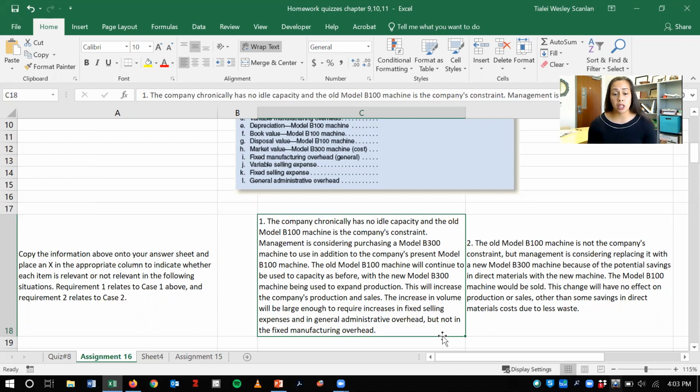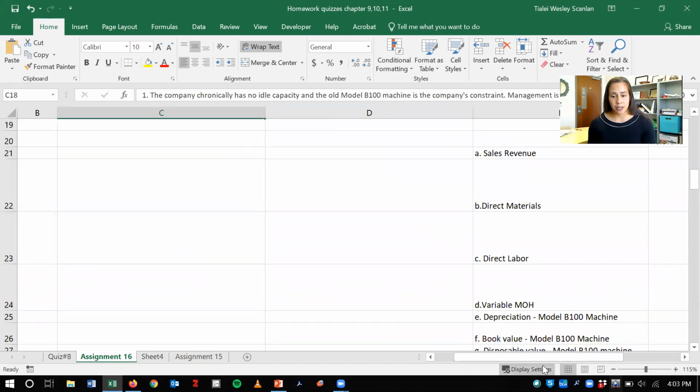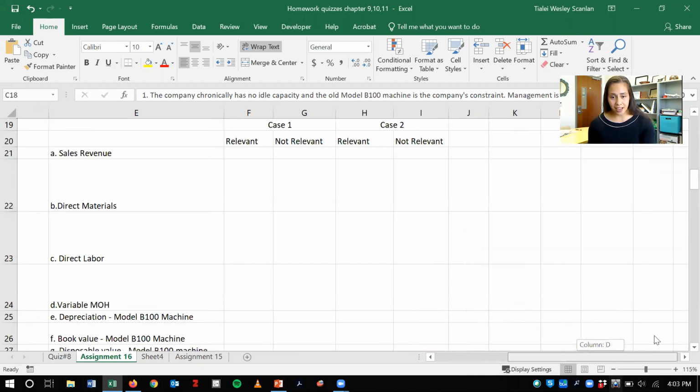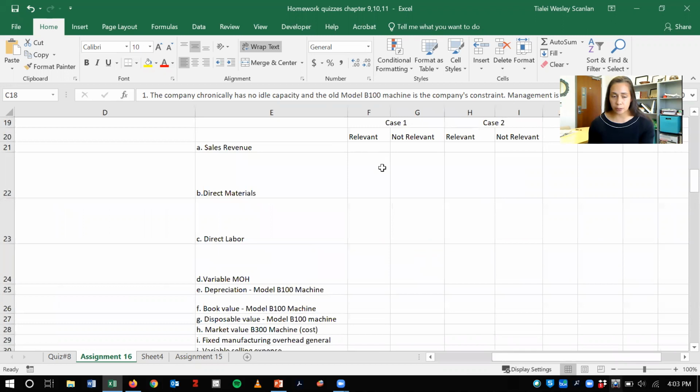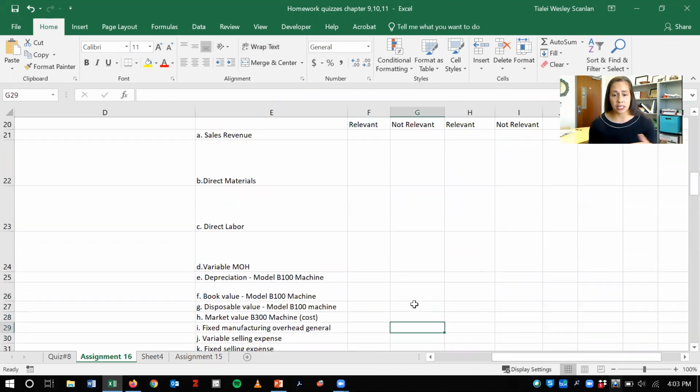The increase in volume will be large enough to require an increase in fixed selling expenses and in general administrative overhead, but not in fixed manufacturing overhead. So fixed manufacturing overhead is going to stay constant between buying the Model B300 and not buying it. So that's not going to be relevant because it's the same in both scenarios. Fixed manufacturing overhead is not going to affect us. And I'm going to go down to where I wrote down all of the questions. We're just going to say relevant or not relevant. So we said that fixed manufacturing overhead is not going to be relevant.